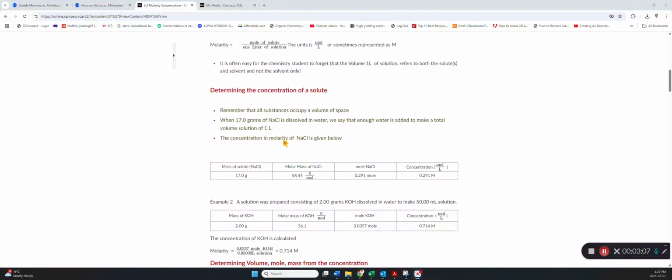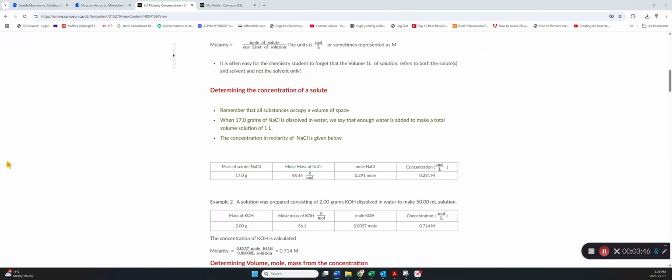Let's take a look at one example determining concentration of solute. You've got 17 grams of sodium chloride dissolved in water, and we dissolve it in enough water to make a total volume of solution that is 1 liter. So the concentration of NaCl, what we have here is a little table. I like to tabulate all my data. We have our mass of sodium chloride, 17.0 grams. The molar mass, if you remember from the previous section on finding molar masses, use the periodic table.